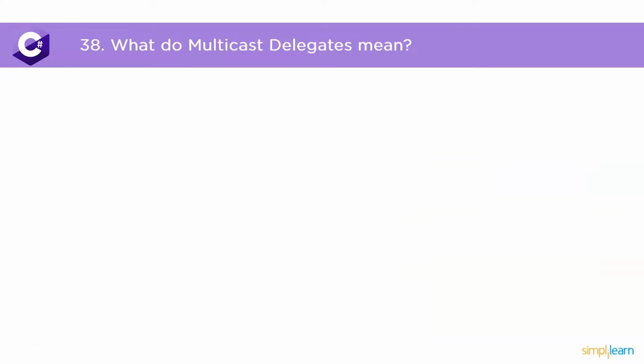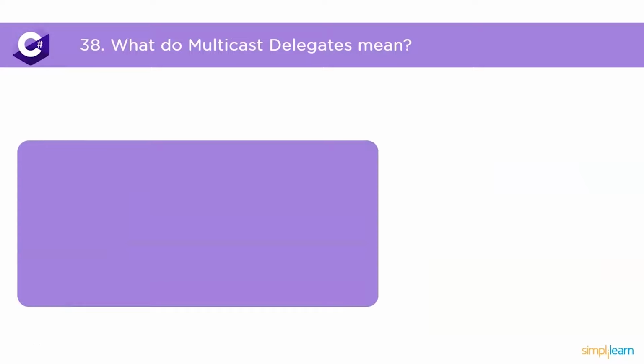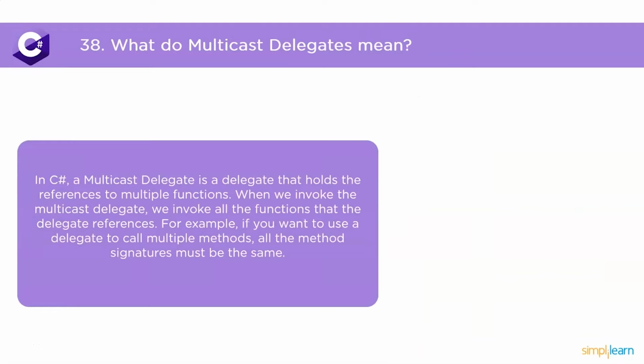Now, followed by that, we have the 38th question. What do multicast delegates mean? So the answer for this question is, in C#, a multicast delegate is a delegate that holds the references to multiple functions. When we invoke the multicast delegate, we invoke all the functions that the delegate refers to. For example, if you want to use a delegate to call multiple methods, all the method signatures must be the same.